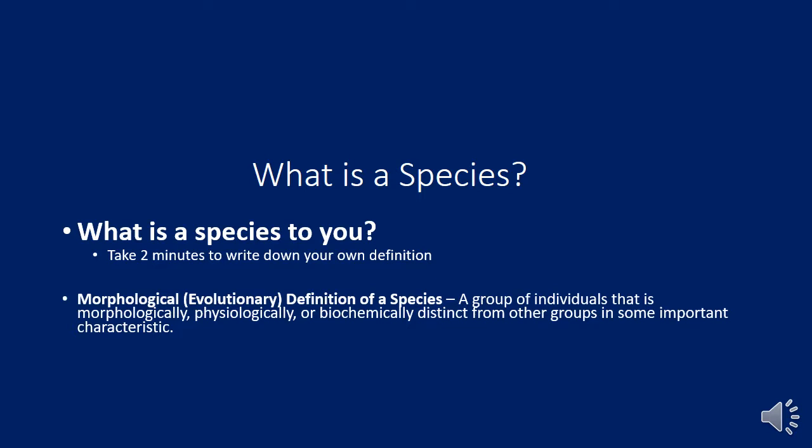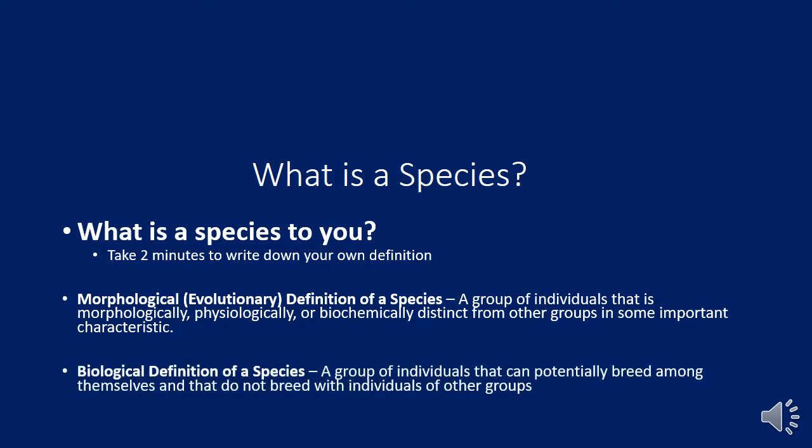Okay. So most biologists use what's called the morphological species concept. This is kind of what started out. It's been around for a while. It says that a species is a group of individuals that is morphologically, physiologically, or biochemically distinct from other groups in some important characteristic. So that's in use a lot.